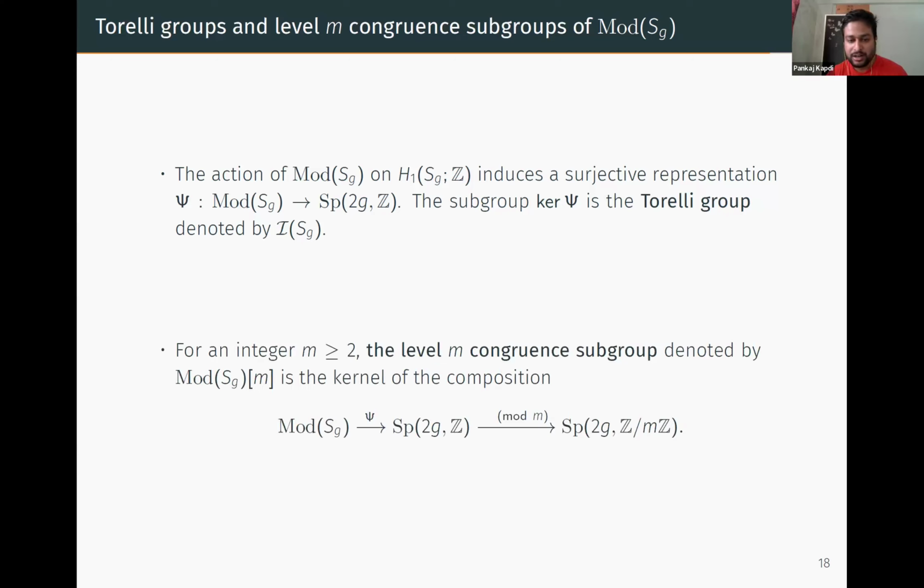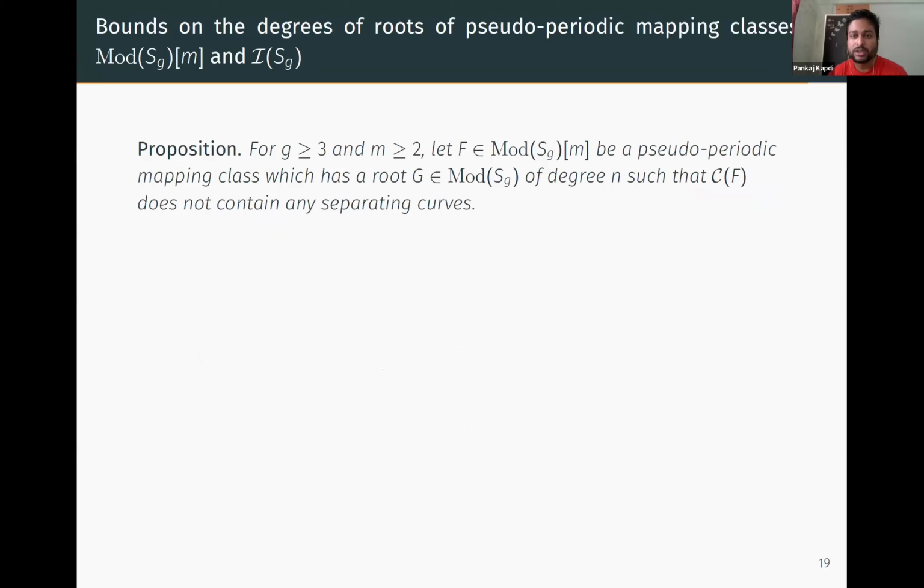And if you further compose this symplectic representation with the modulo M map from the symplectic group to the symplectic group with coefficients in the ring Z_m, then the kernel is called the congruence subgroup of level M. And we also determine bounds for these Torelli group and congruence subgroups.